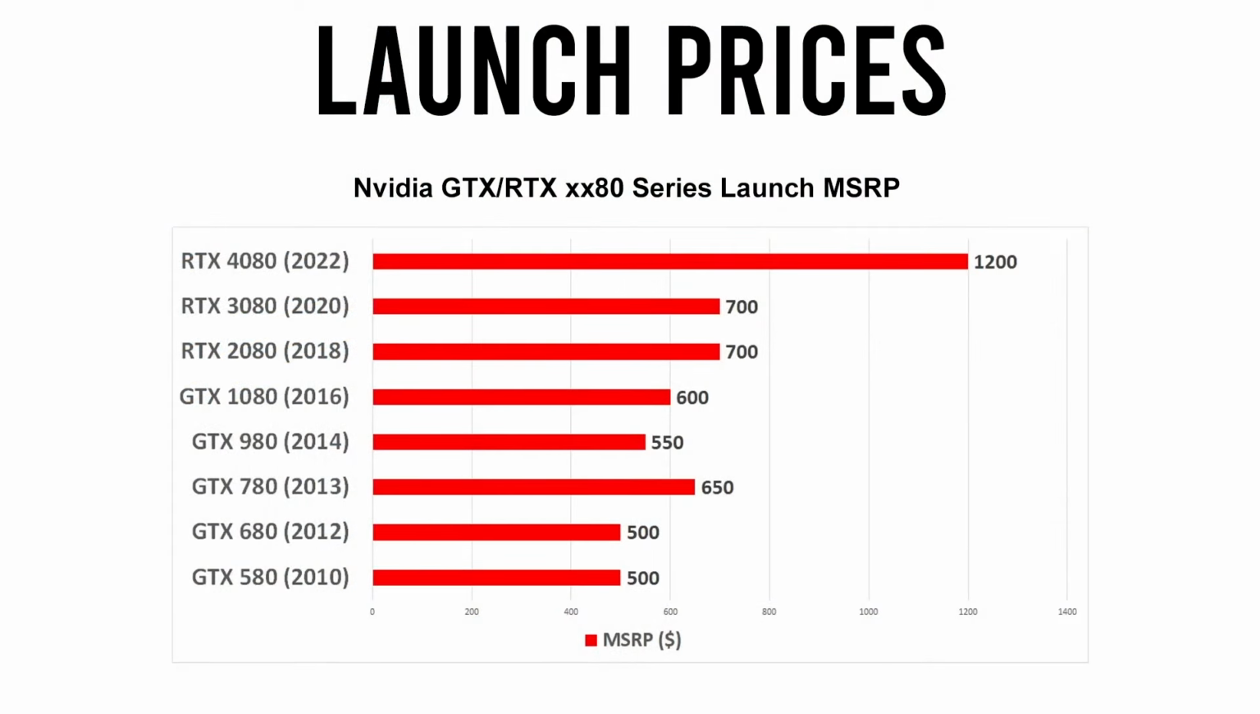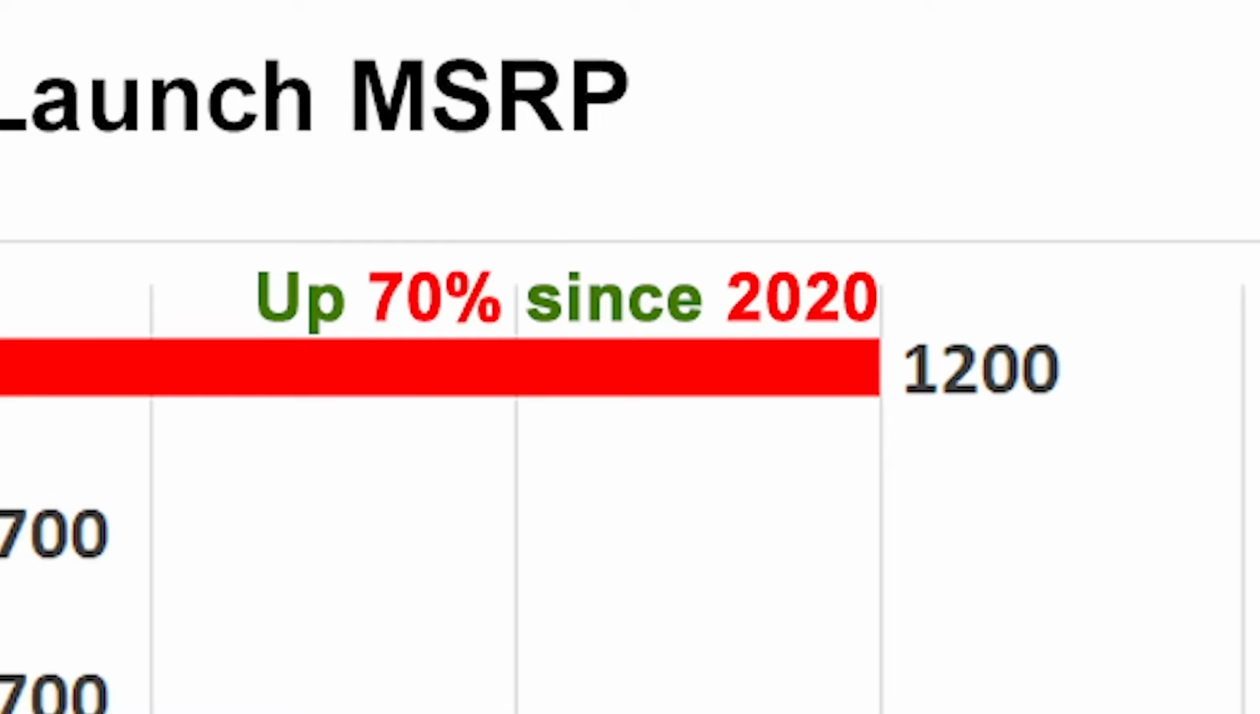This chart shows the official launch price of every Nvidia 80 class card for the last 12 years. When the RTX 3080 came out in 2020, GPU prices had increased by 40% over a 10-year span since the GTX 580. That's pretty reasonable. With the RTX 4080, GPU prices have increased by 70% over the RTX 3080 in just 2 years. 40% in 10 years versus 70% in 2 years. At least Nvidia's greed and how much they're screwing us over can be measured objectively.